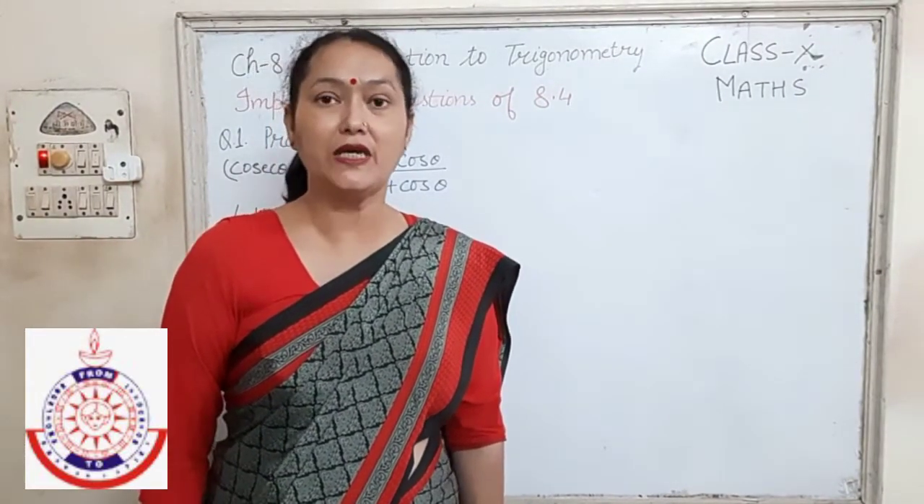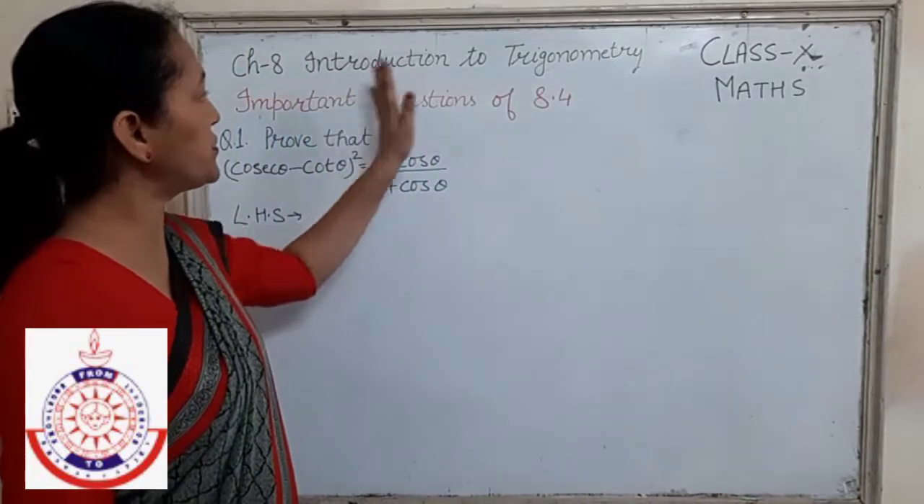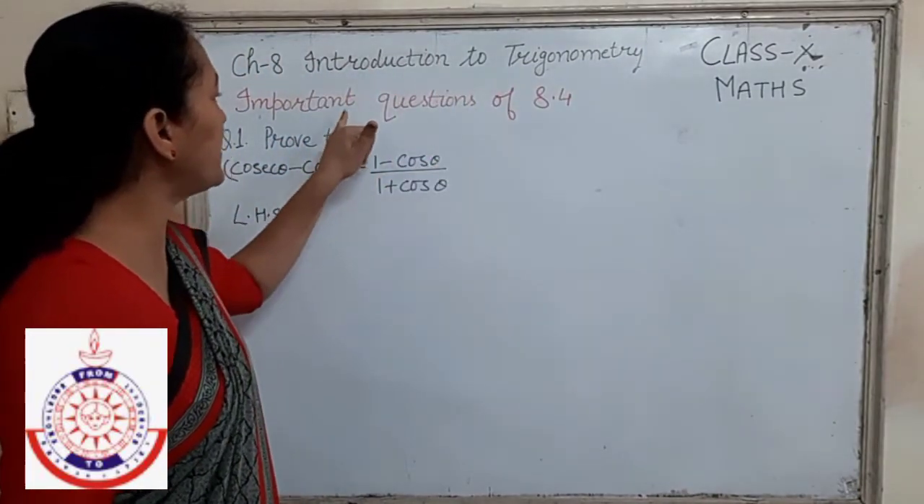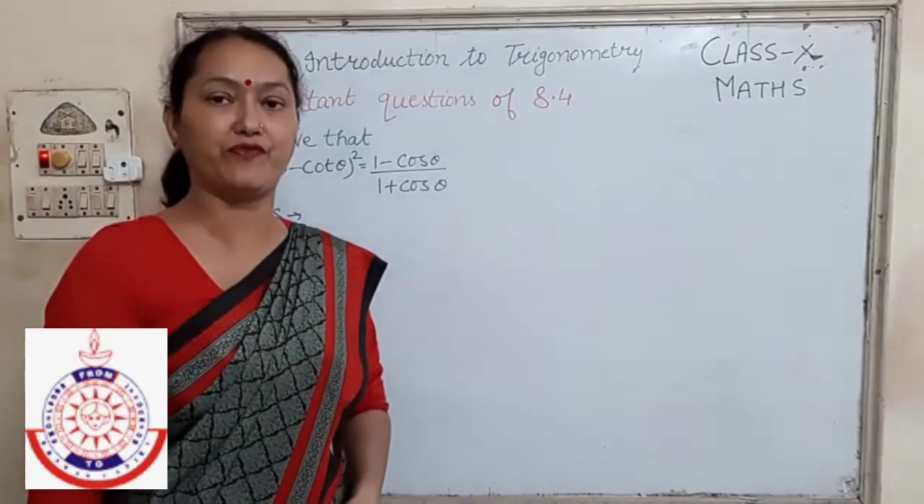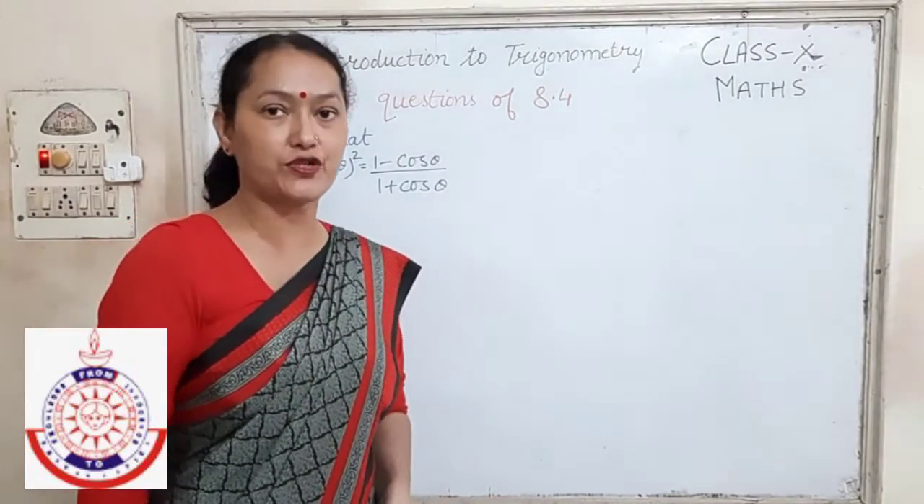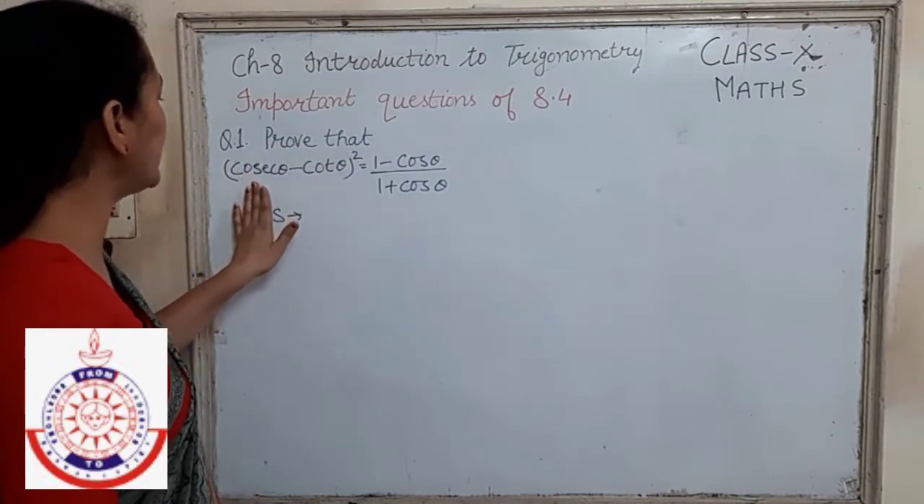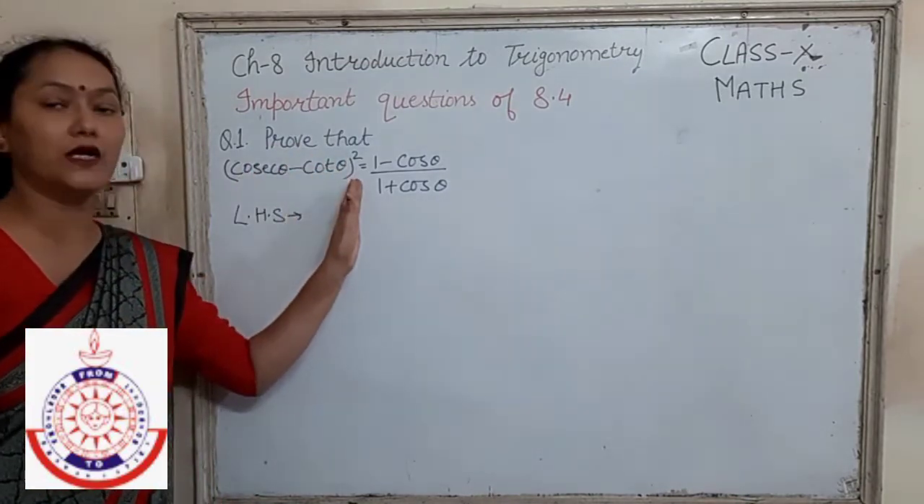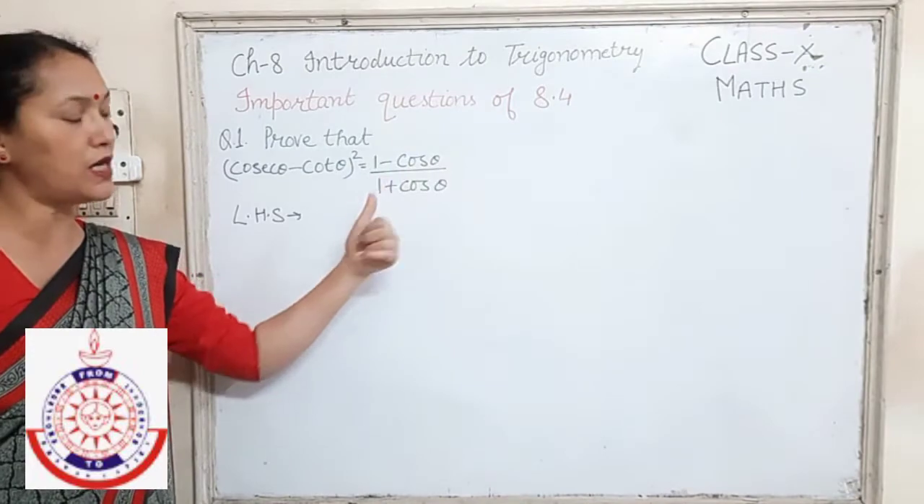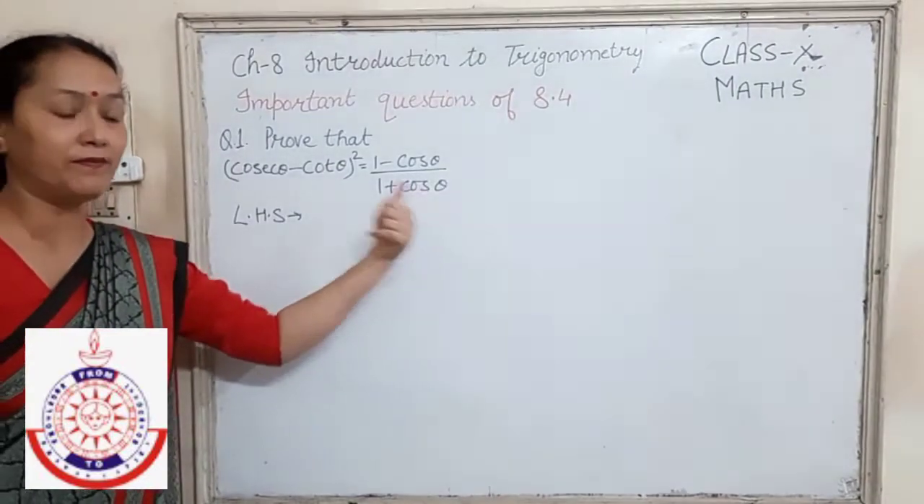Today we will be doing, under the heading Introduction to Trigonometry, we will be solving some important questions of exercise 8.4. Let us start with our first question. Here we have to prove that (cosecant theta minus cot theta) whole square is equal to (1 minus cos theta) upon (1 plus cos theta).